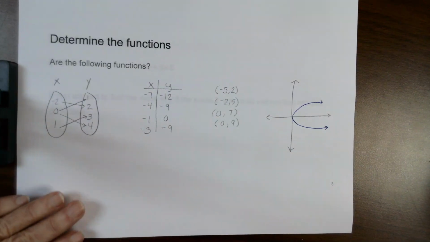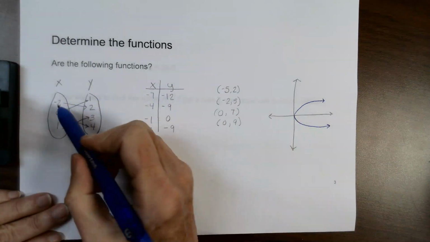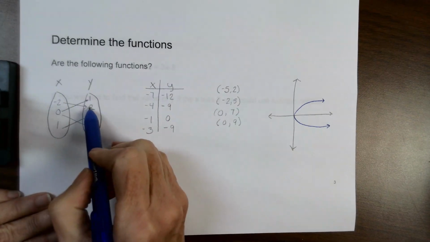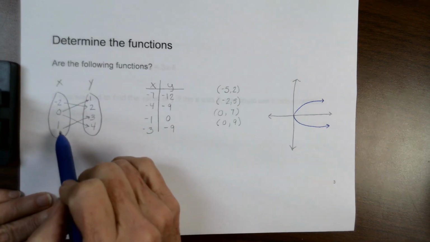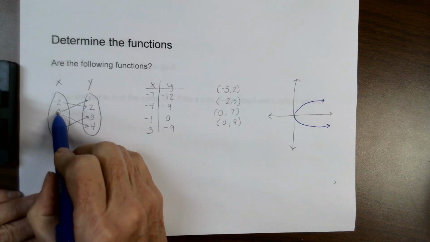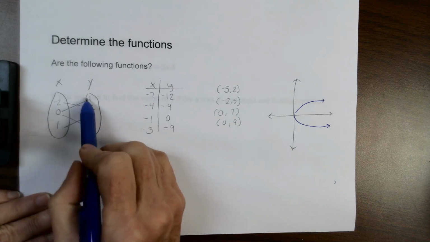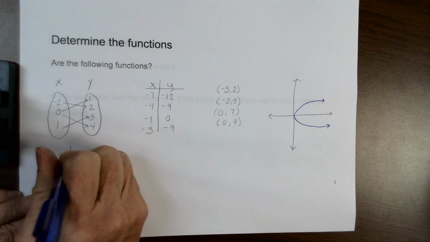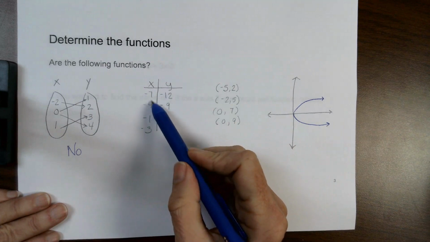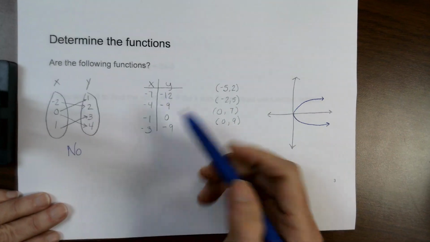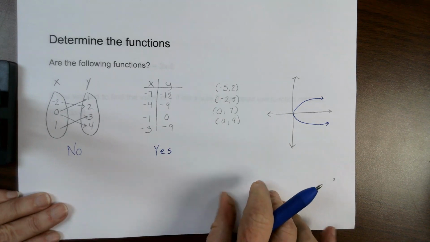So look at these and determine whether they are functions or not. This one, the -2 goes with the 2, the 0 goes with the 1, the 0 goes with the 4, and the 1 goes with the 3. Notice how the 0 goes to two different numbers. So I have a (0, 1) and a (0, 4). So this is not a function. I look at this one, look at all my x's. None of my x's are repeated. So this is a yes, it is a function.